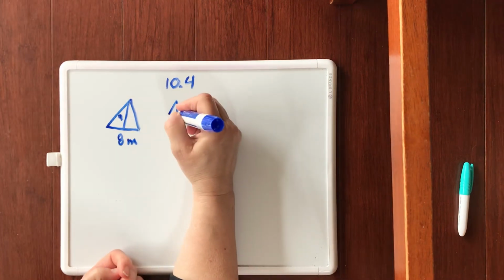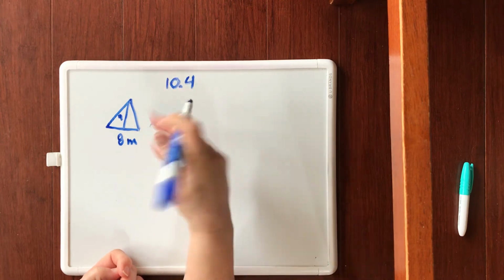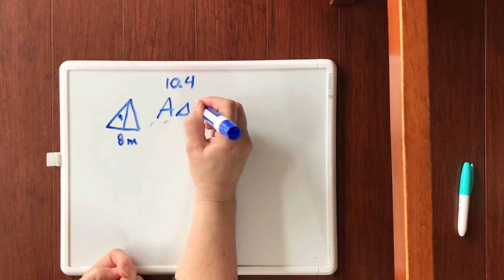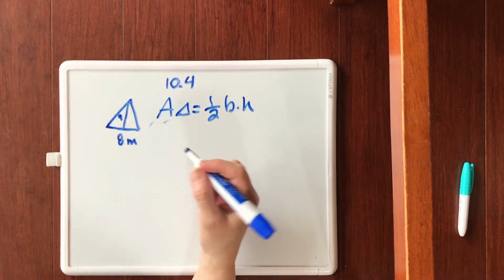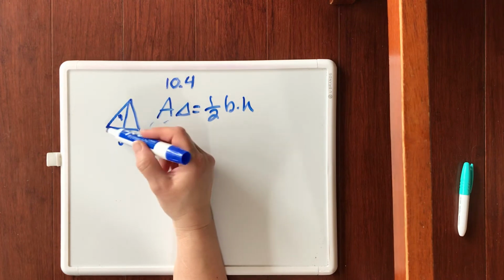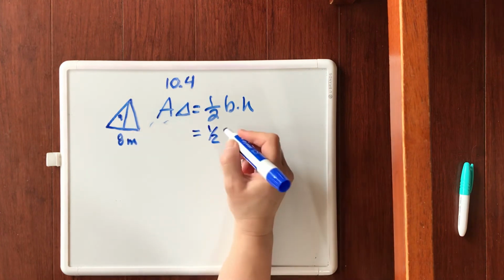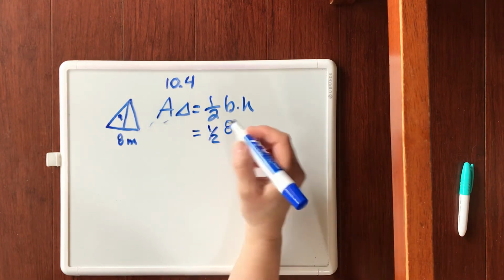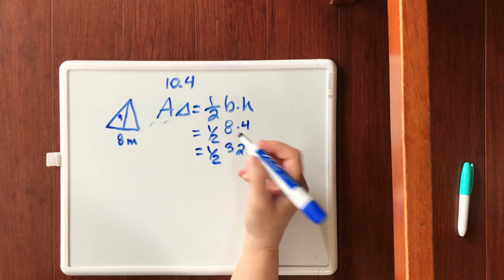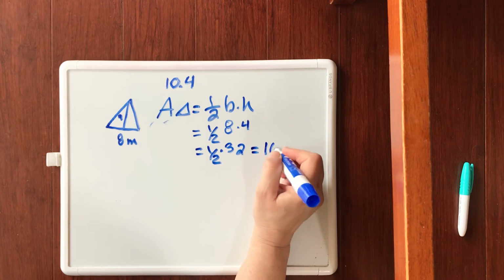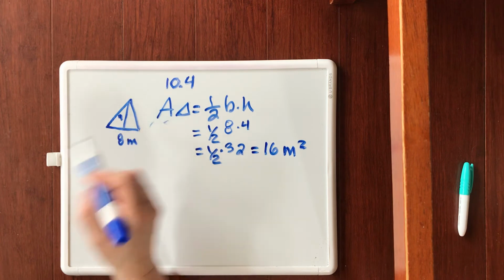Well, the area of a triangle is 1/2 base times height. We said this height was 4 meters, the base was 8 meters. So using the formula 1/2 base, which is 8 meters, times the height, which is 4 meters, which is 1/2 of 8 times 4, which is 32, which equals 16 meters squared. Because once again, area means how many squares will fit in that shape.